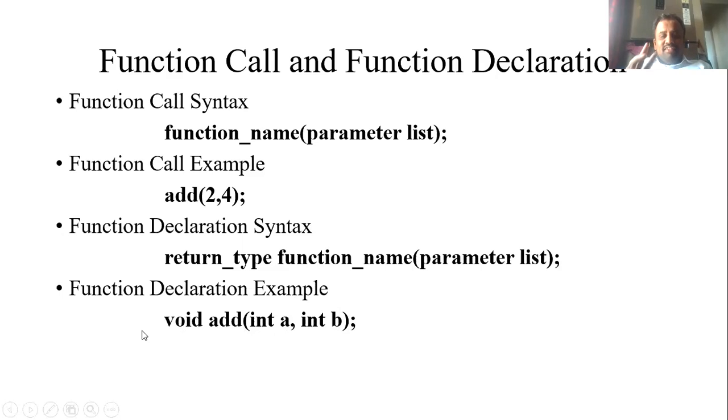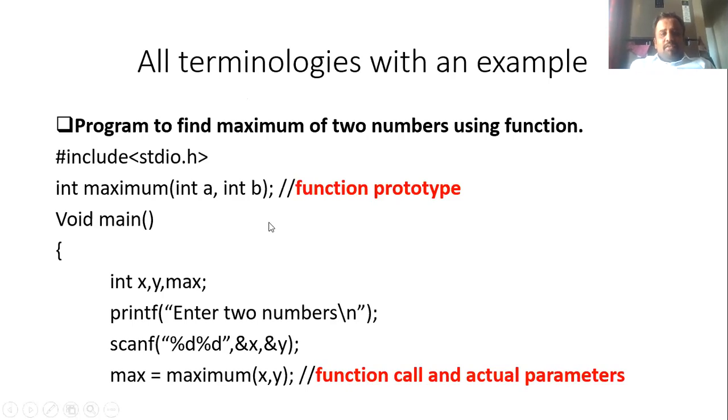So these three things are very important: function declaration in the beginning of your program, then function call and function definition. So here is one example: a program to find the maximum of two numbers using a function. I am passing two numbers, and I need to identify which number holds the maximum value. That is the program I need to write using a user defined function.